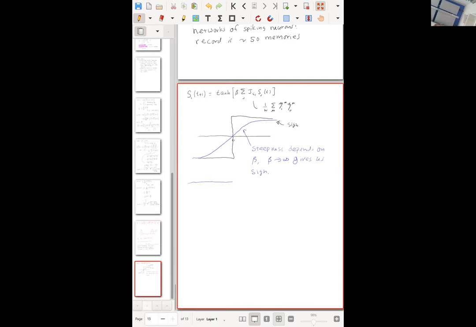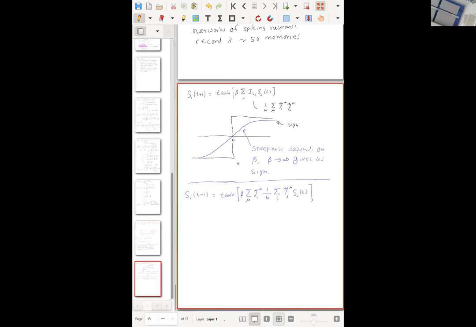And so, as usual, we just write S_i of t plus one equals tanh of beta times the sum on mu of eta_i mu times one over n, the sum on j of eta_j mu S_j of t.